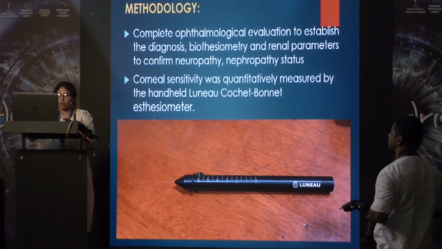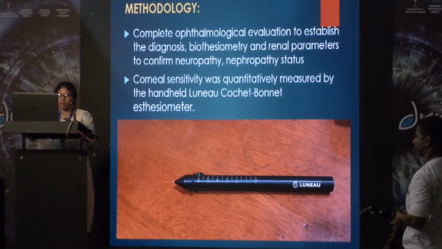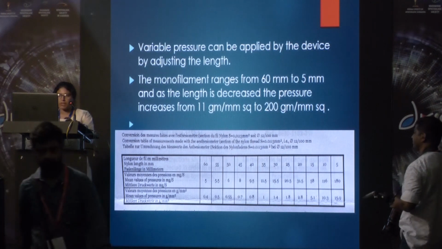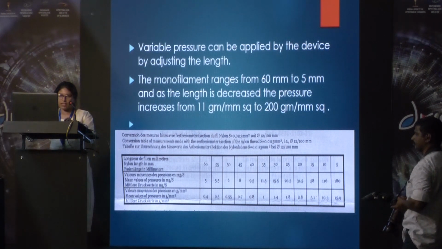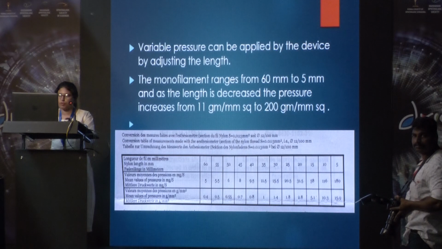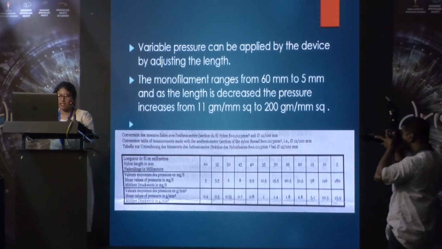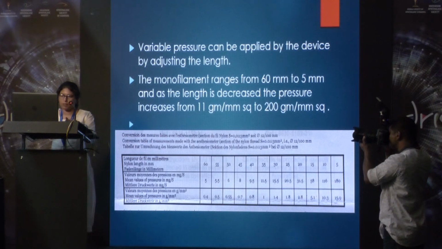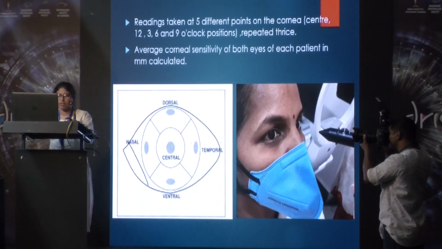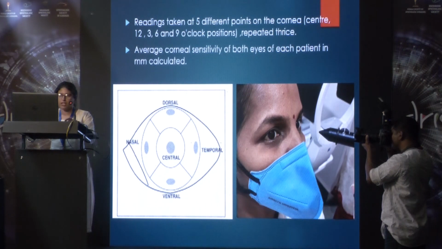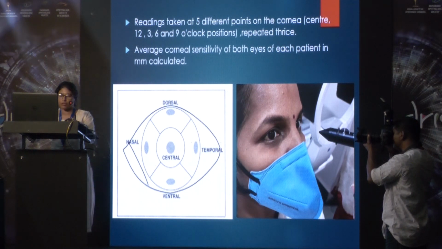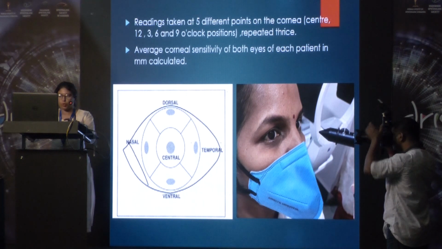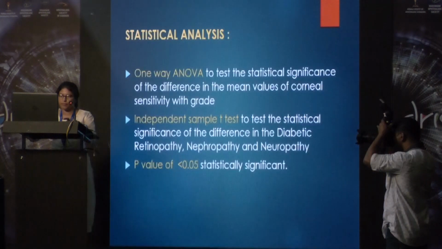Corneal sensitivity was quantitatively measured using the handheld Luneau Cochet-Bonnet esthesiometer. With the device, variable pressure can be applied by adjusting the length. It is a monofilament ranging from 60 mm to 5 mm, and as the length is decreased, the pressure increases from 11 grams per millimeter square to 200 grams per millimeter square. Readings were taken at 5 different positions on the cornea: central, 12, 3, 6, and 9 o'clock positions, and repeated 3 times. Average sensitivity was calculated for both eyes of each patient in millimeters.